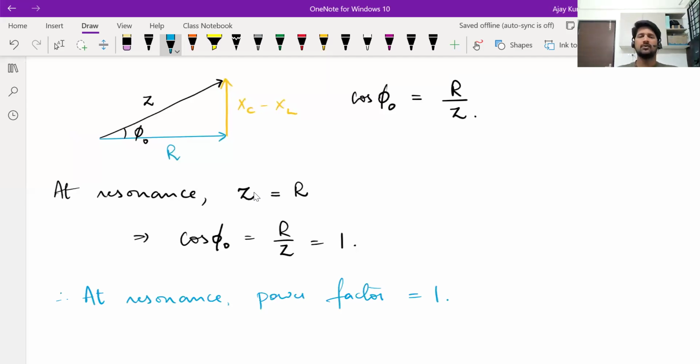And 1 is the highest possible value of power factor that you can have. At any other angular frequency, non-resonant angular frequency, Z will be more than R. And if Z is more than R, power factor will become less than 1. So maximum power dissipation will happen at resonance.